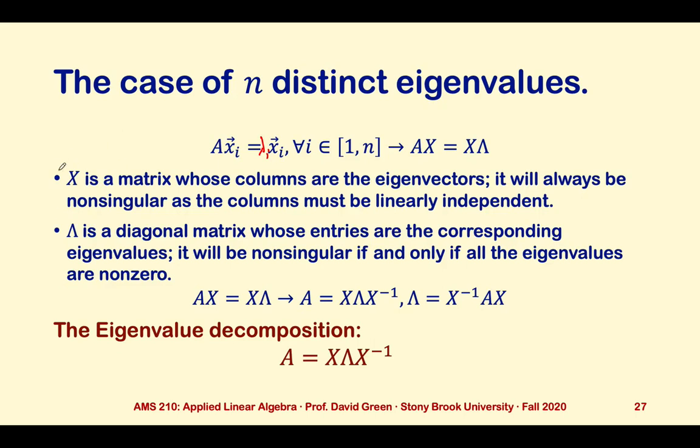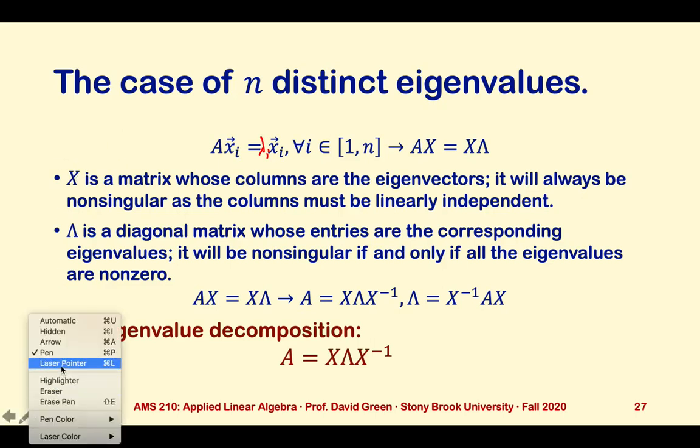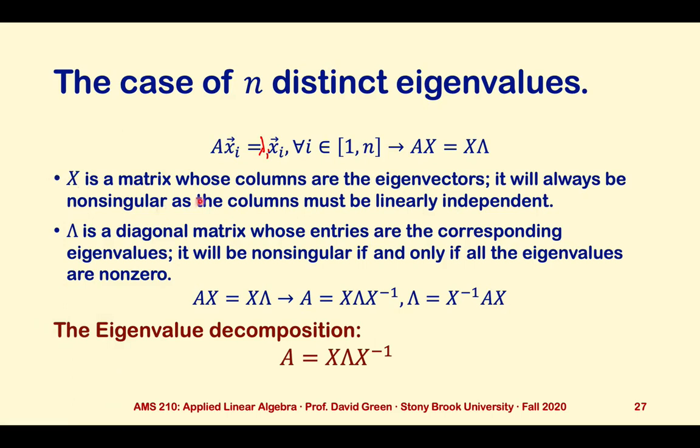The important piece here, however, is that X is non-singular. And if X is non-singular, that means that we can take this general matrix expression and multiply both sides by the matrix inverse. X inverse gives the identity matrix, leaving us only A, and we're left with a right-hand side of X times lambda times X inverse.